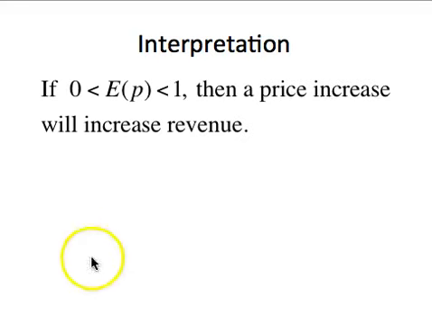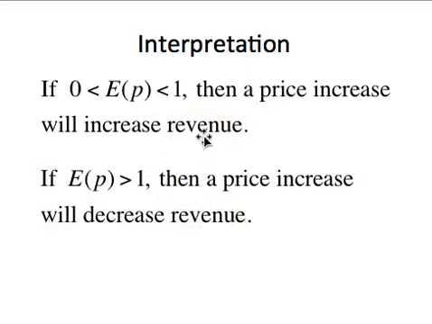Well, here's our interpretation. If we get an elasticity that's less than 1, then a price increase will increase revenue. So we should consider a small price increase. If the elasticity at that price level is greater than 1, then a price increase will actually decrease overall revenues because of the decrease in demand.